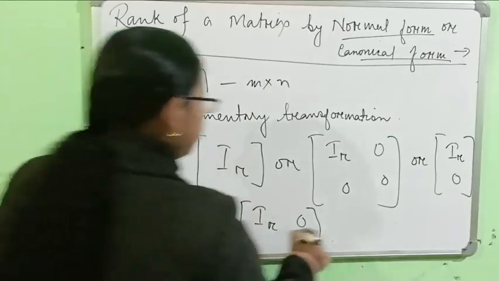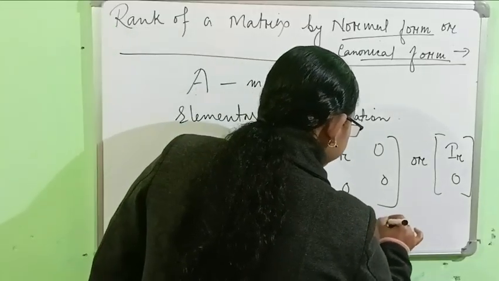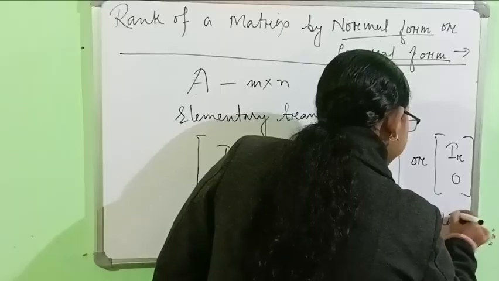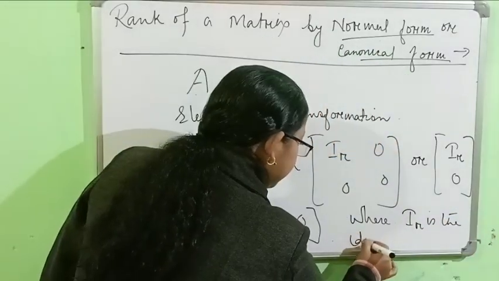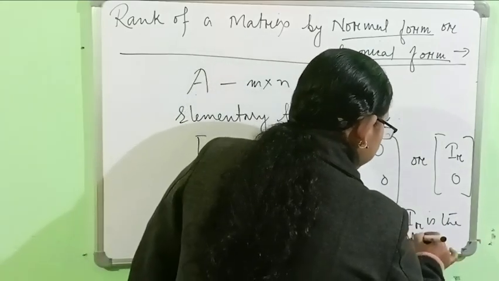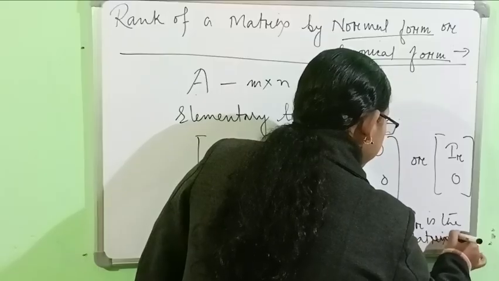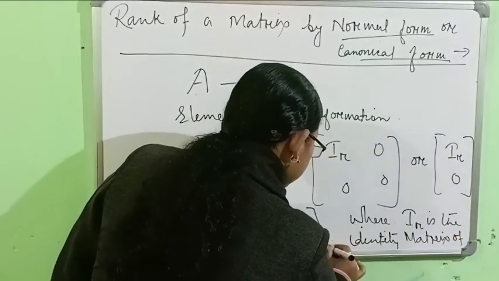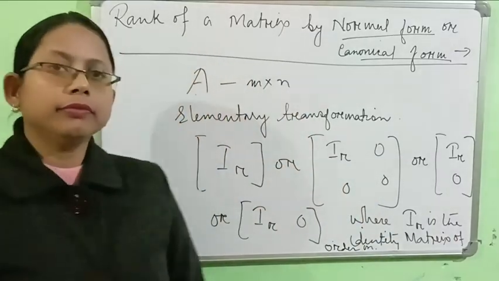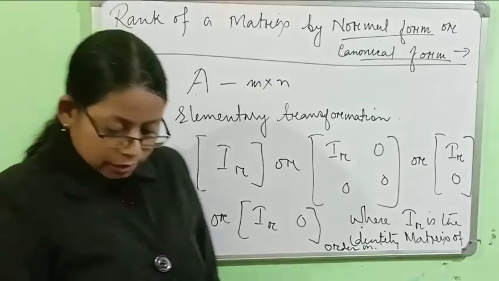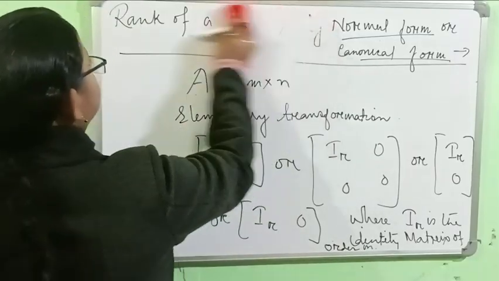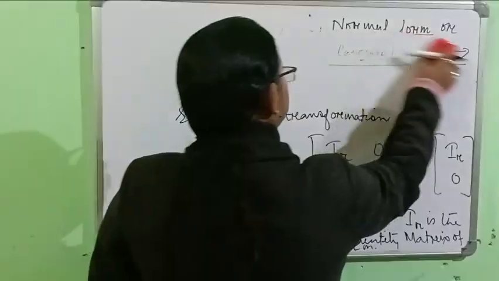Where I_R is the identity matrix of order R. Now we will solve one example on the normal form of a matrix.